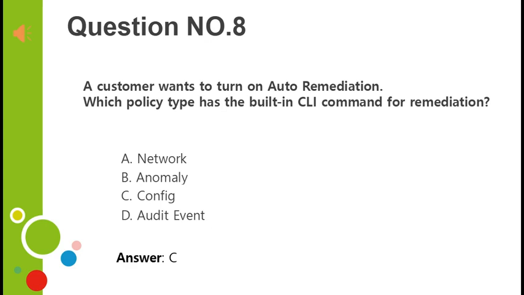A customer wants to turn on auto-remediation. Which policy type has the built-in CLI command for remediation? A. Network. B. Anomaly. C. Config. D. Audit event. Answer: C.